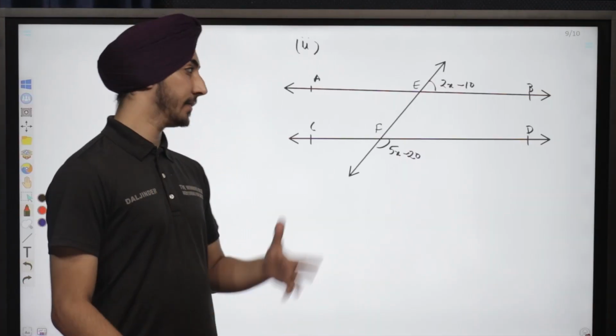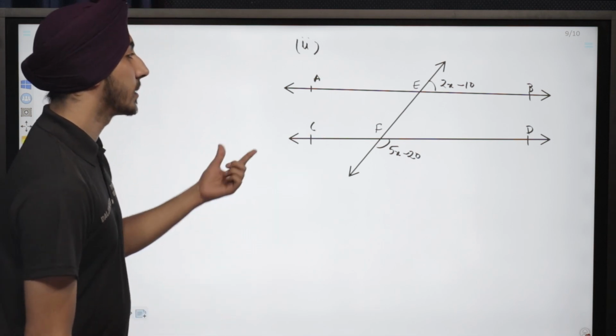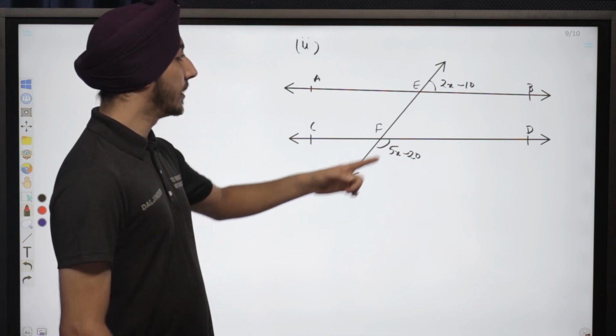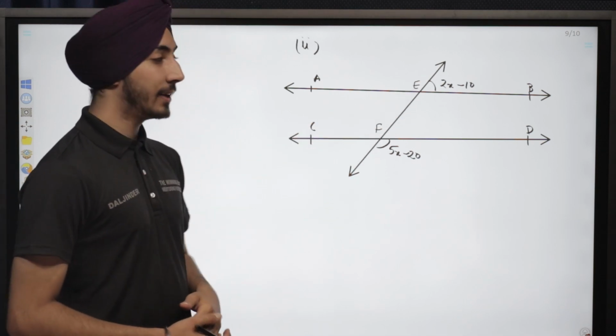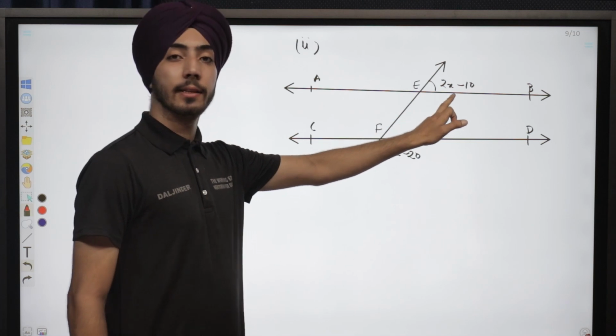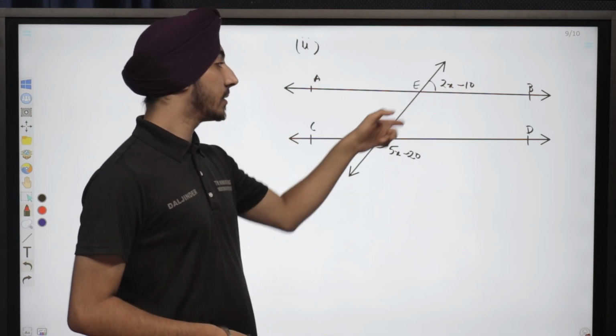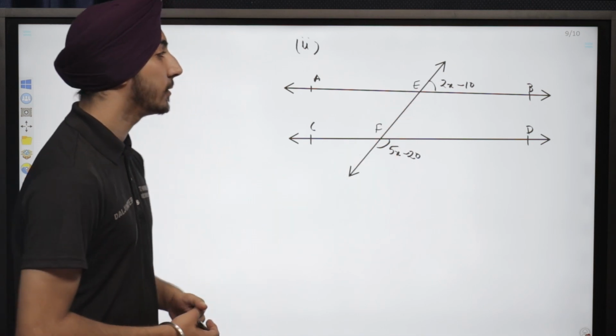Second part of question 5 is right here on your screen. Let's see what this is. AB and CD are two lines which are parallel to each other. Okay? They are cut by a transversal line, right? The angles made by the transversal and the parallel lines are 2x minus 10 and 5x minus 20. Now here there is no relation between these two angles. So what are we going to do?